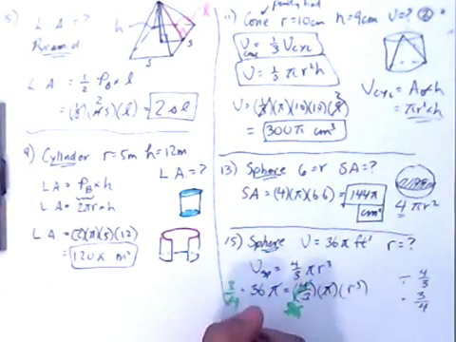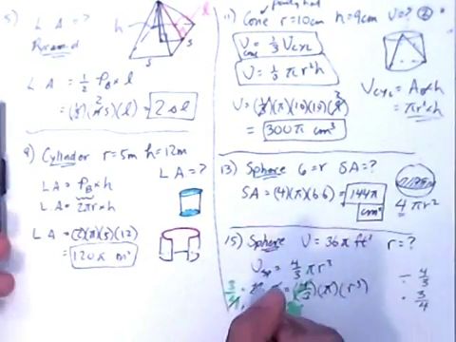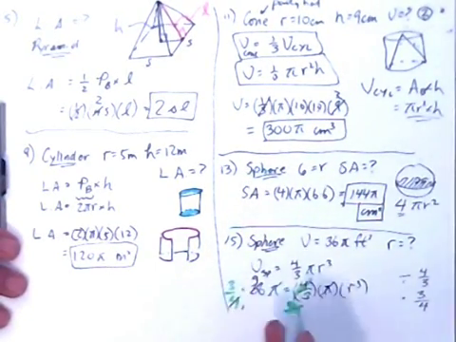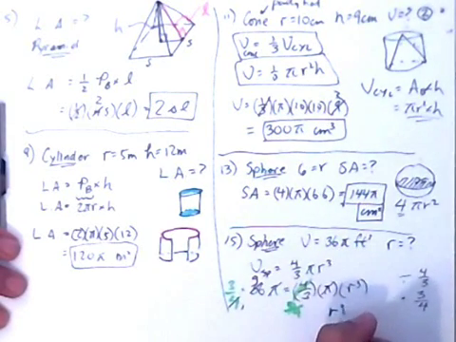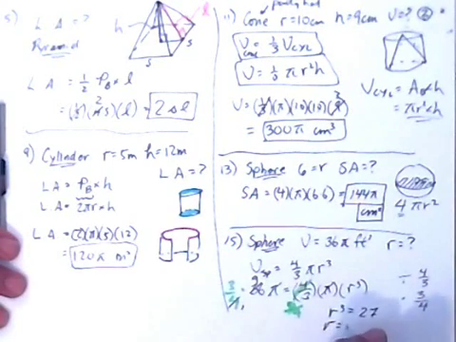Notice something special. The 4's cancel with the 36. It becomes a 1 and a 9. 9 times 3 is 27. So r cubed is equal to 27. And take the cube root of that. R is equal to 3.